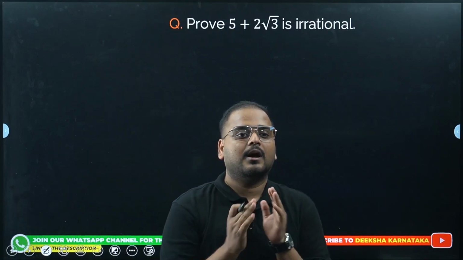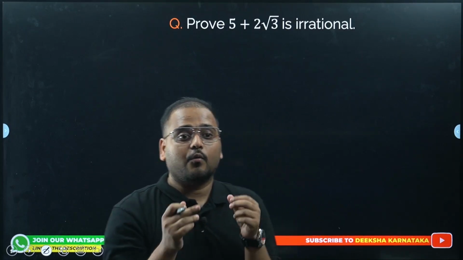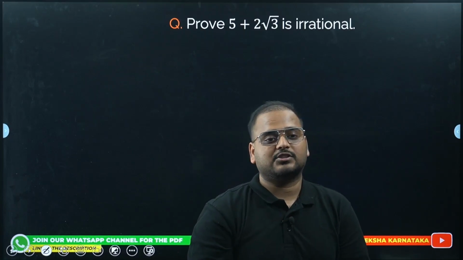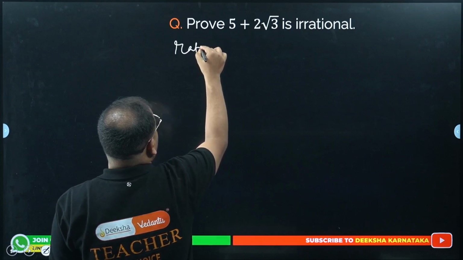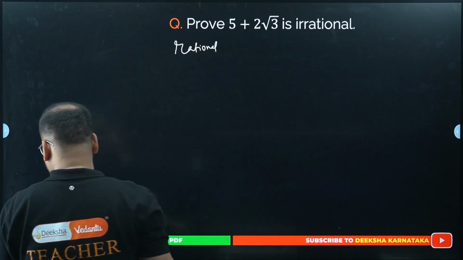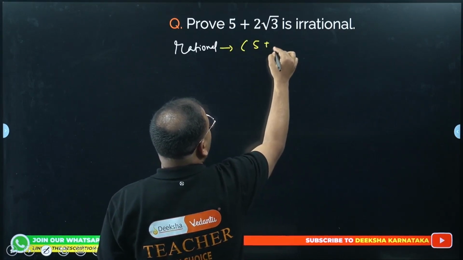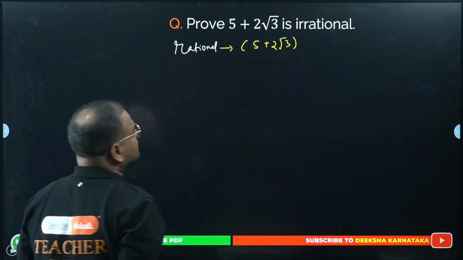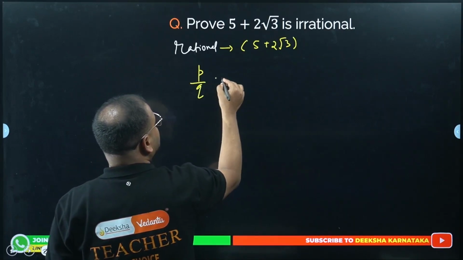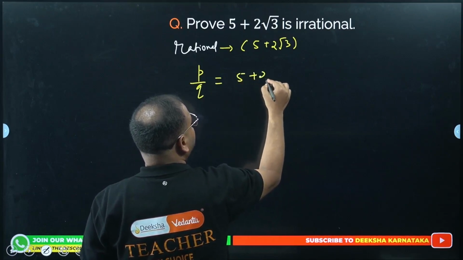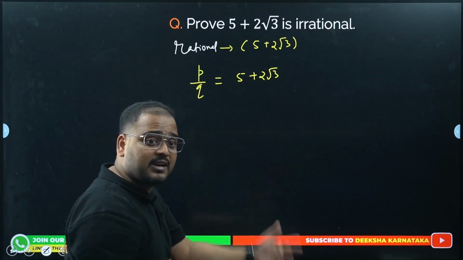How will we do it, sir? I just said right now in the previous question, whenever you have a question like this, what are you gonna do? Take it to be rational. Assume it to be rational. What is rational, sir? This number 5 plus 2 root 3 is rational. From the definition of rational, what we can write? P by Q is equal to 5 plus 2 root 3. P and Q are co-primes, and P and Q are also individually rational numbers.